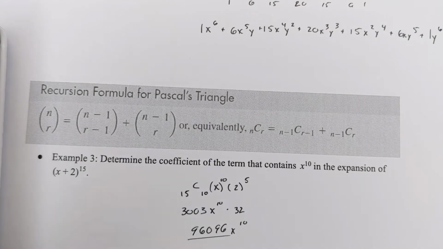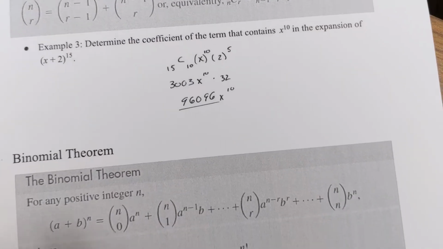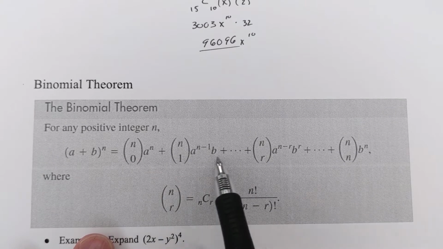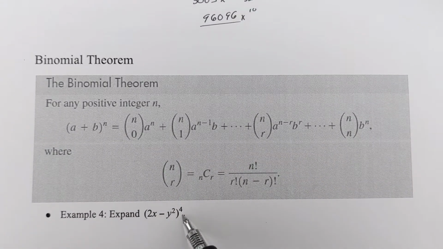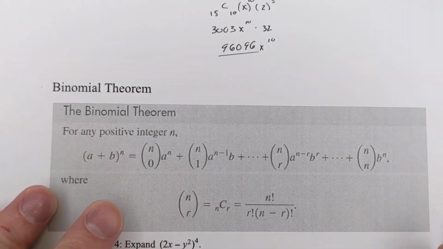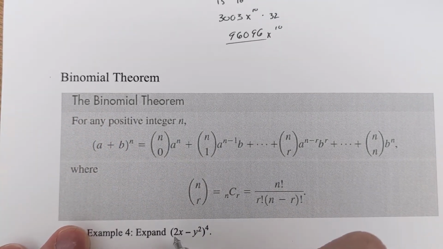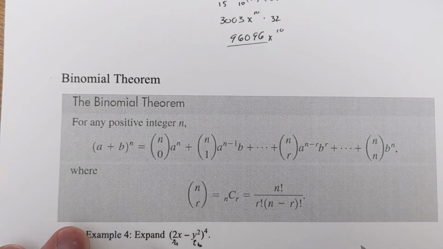Okay, so here's your binomial theorem, which just lets you do the expansion again. It gives you the rules. So expand this guy to the fourth. Here's our A, and this is our B. So we're doing it to the fourth.